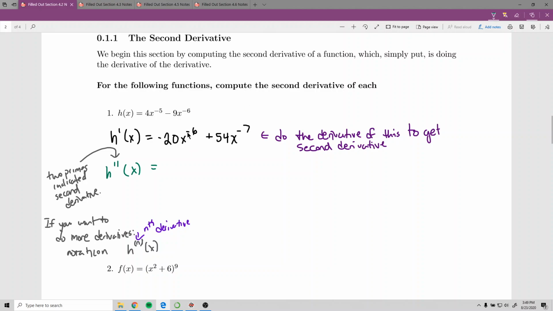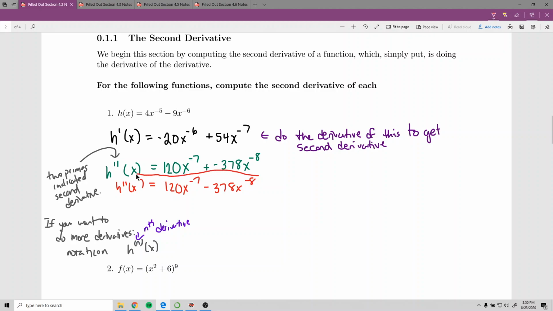We do the derivative of this. Bring negative 6 down, we get positive 120x, subtract 1 from our power to get negative 7, and then plus 54, we do the power rule here, bring the negative 7 down. 54 times negative 7 is negative 378x, and then we subtract 1 from the power, we get negative 8. Now you may have corrected it as you went, but the only thing to simplify here is just the plus and negative, make it a minus, and that's all you need to do.